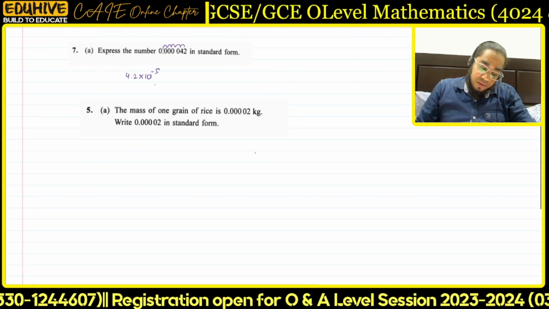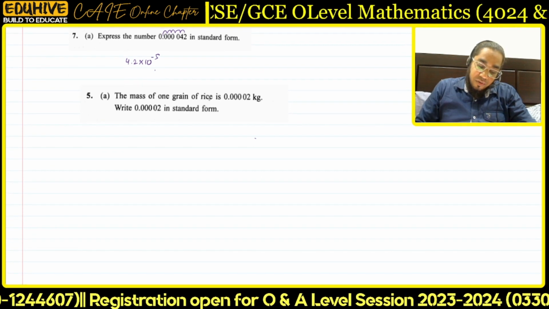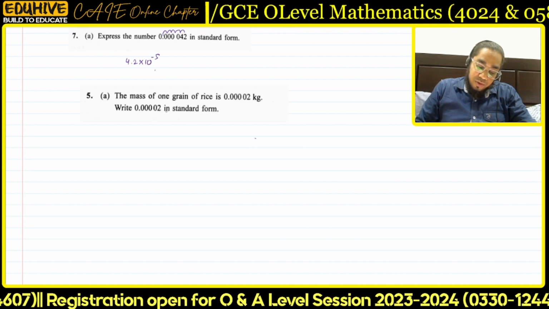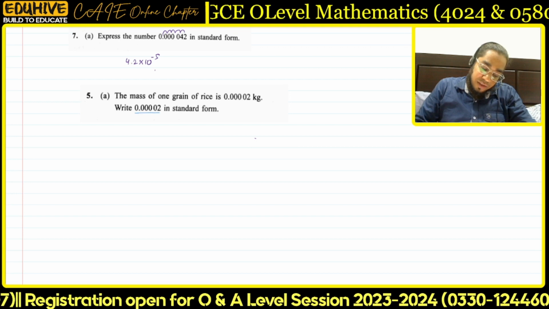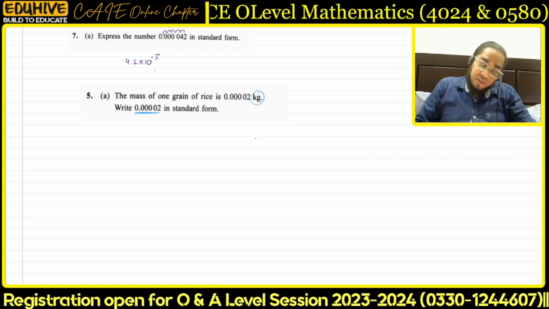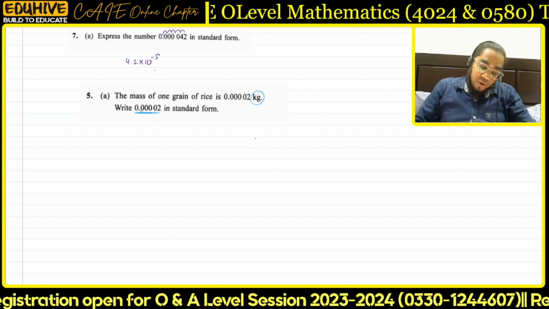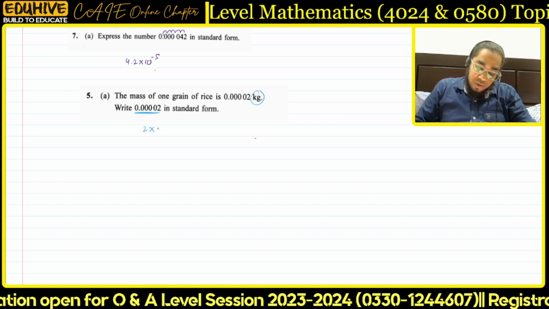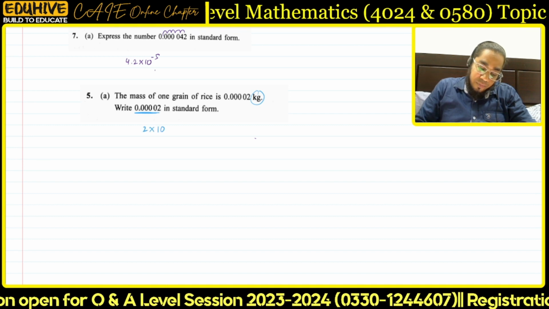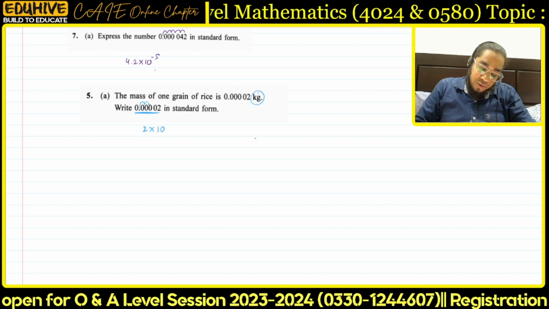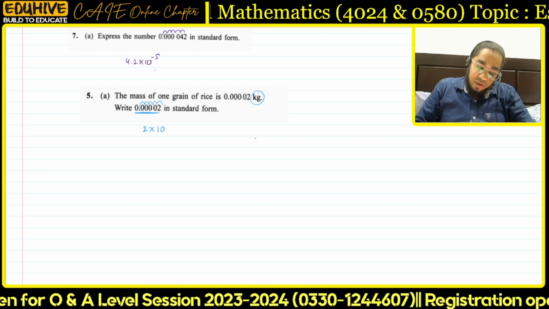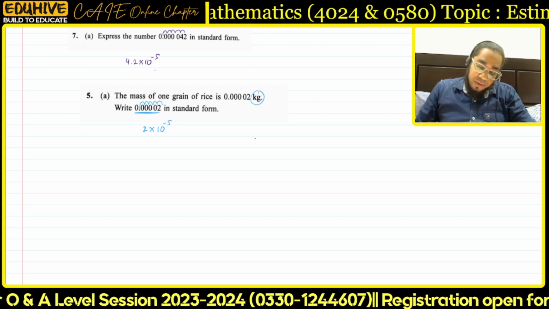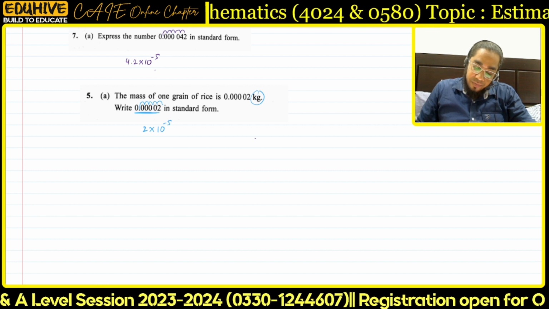See over here. The mass of one grain of rice is 0.0002 kg. Write 0.0002 in a standard form. It means you are going to convert this number in a standard form. You are not using the kg or the gram and something like that. So if you convert that number in a standard form, what is it going to be? It's going to be 2 into 10 raised to the power what? The point will jump 1, 2, 3, 4, and 5. So it's going to be minus 5 over here. Yeah, a minus 5. Not a plus 5, Simra. That should be minus 5.